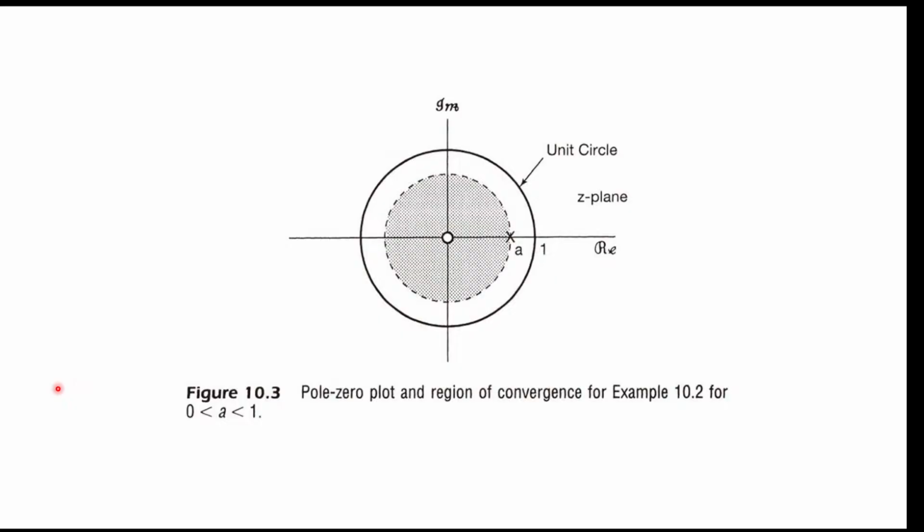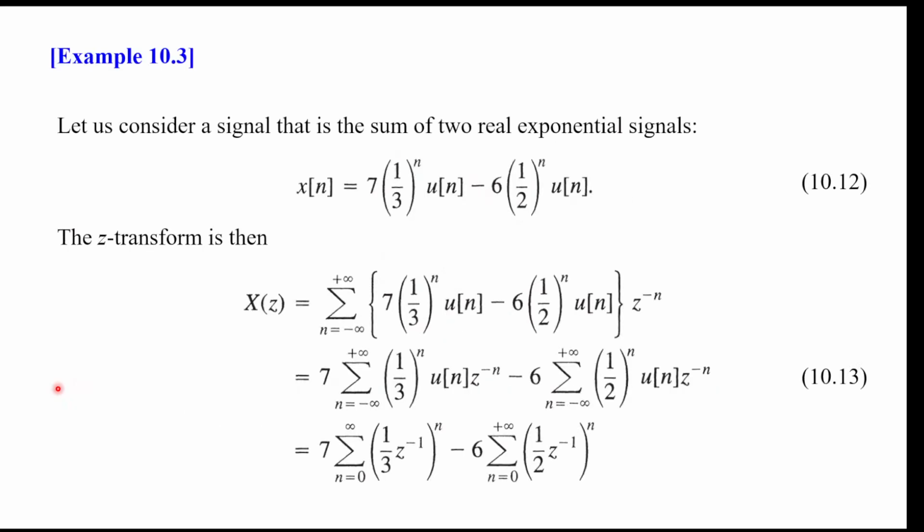Okay, now we go to the third example that's more complicated. We have two of those exponential decay signals linearly combined with each other. So we have 7 times (1/3) to the n u[n] minus 6 times (1/2) to the n u[n]. Once again, we can do the calculation of this z-transform, and this will turn into two geometric series. This is the summation of (1/3 z to the minus 1) to the n, and this is the summation of (1/2 z to the minus 1) to the n.